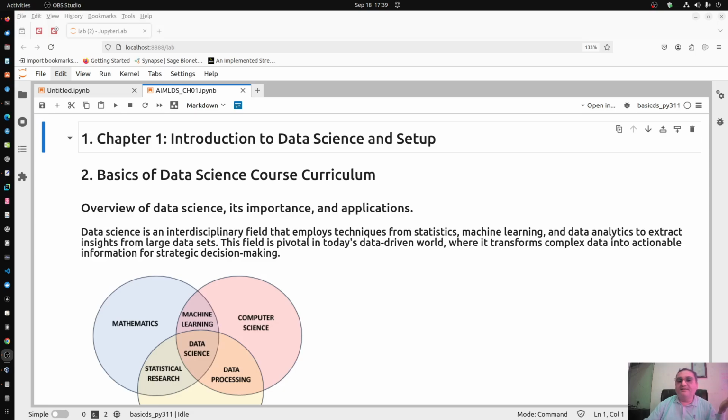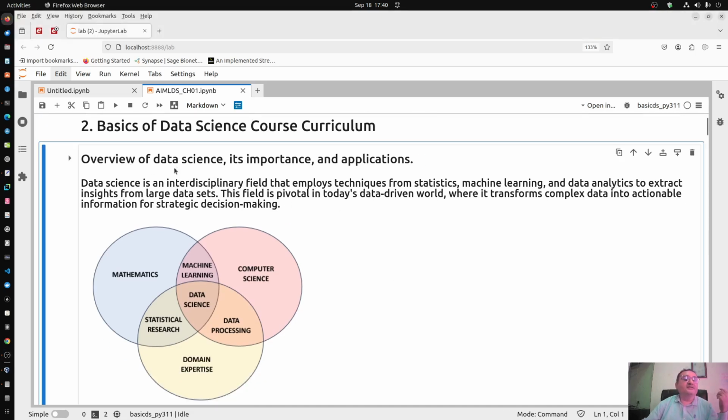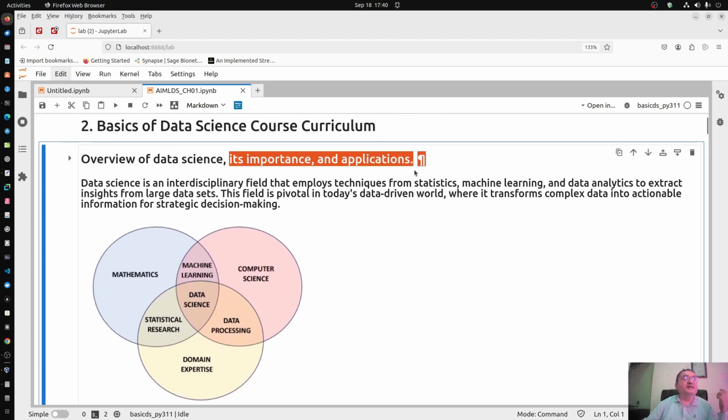When it was printed on pages, it had a total of 800 pages, more than 450 code listings, and more than 250 diagrams. So let's straightaway start. First, basics of data science. So the first part is this overview of data science, its importance and its applications.